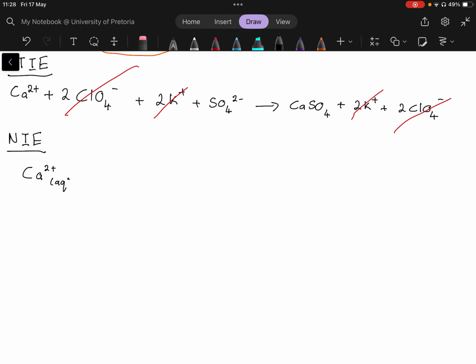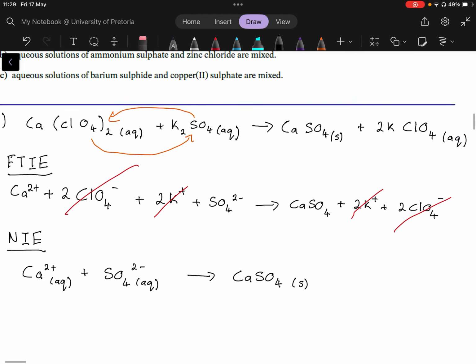So our net ionic equation is calcium 2+ aqueous plus SO4 2- aqueous, giving calcium sulfate in the solid state. Okay, and that's your net ionic equation. Remember, you eliminate the spectator ions. The spectator ions are the potassium and the perchlorate. All right, so that's the first one.